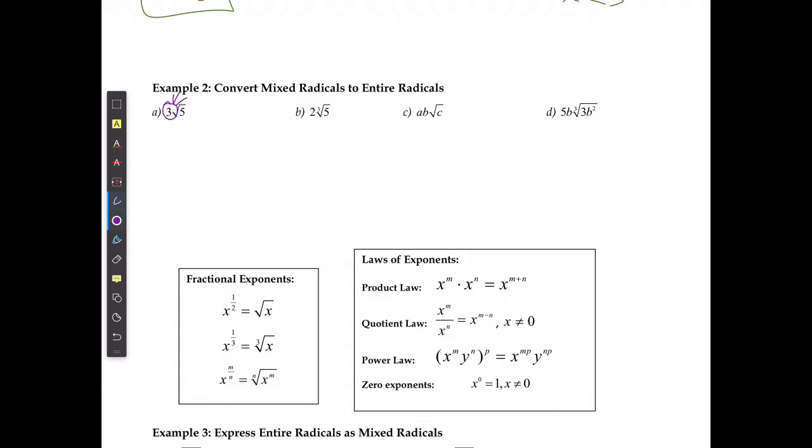Well, we already know that 3 is the square root of 9, or 3 would be equal to the square root of 3 times 3. Which means that if I'm rewriting it, it's the same as the square root of 3 times 3 times the square root of 5, and I can multiply all of that inside my radical. Which is going to give me the square root of 45.